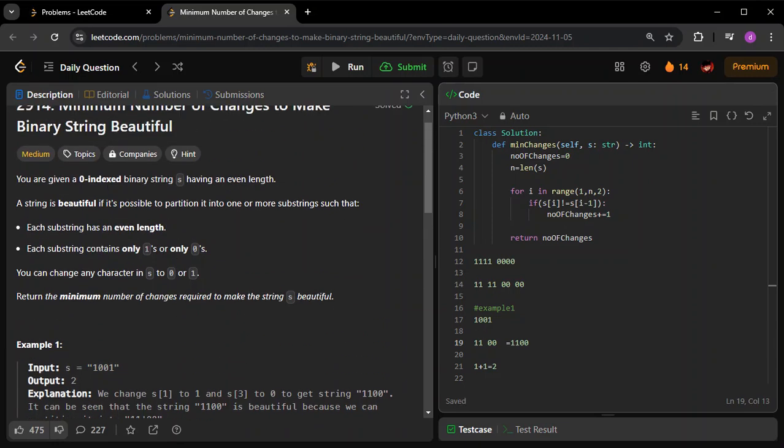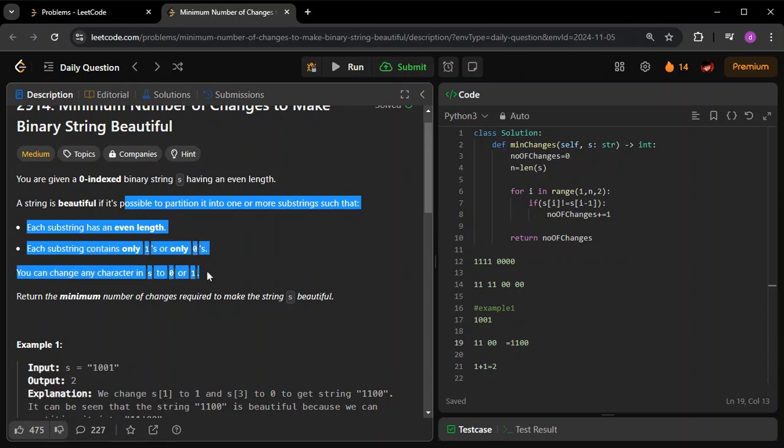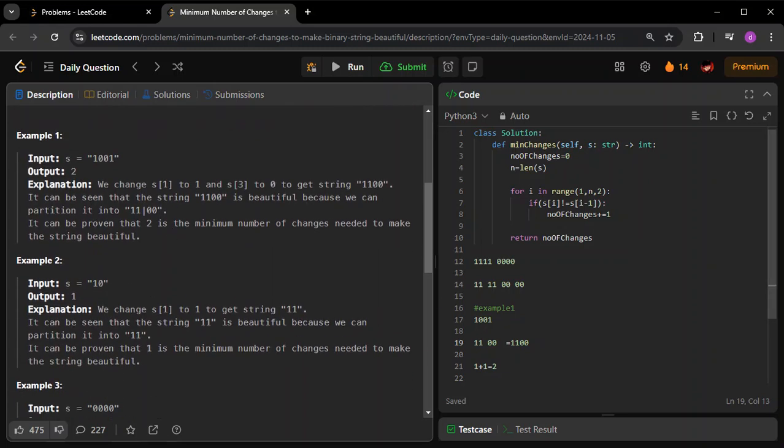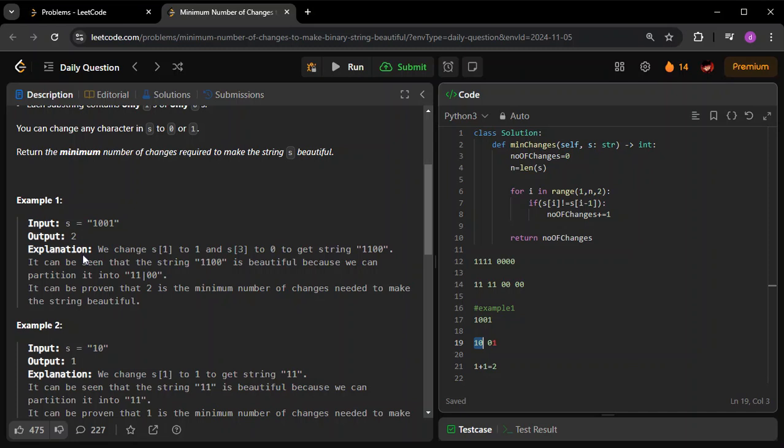That is the basic idea, because it is satisfying these conditions. Each of the substrings has only ones or only zeros, and each of the substrings is of even length. That is what I'm trying to tell you. So it was 10 and 01. One change will be needed here, and one change will be needed in this. So 1 plus 1 is 2, and 2 is the answer here.